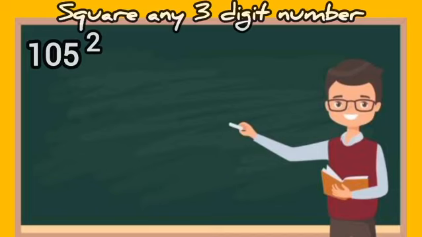So we have an example. We have to find the square of the number 105. This is also similar to the squaring of 2-digit numbers. Similarly, in this also, first we have to divide the number into two parts. In the first part, we take the first digit, and in the second part, we take the last two digits. So 1 and 05. Now we have to divide our answer, meaning the square of 105, into three parts.